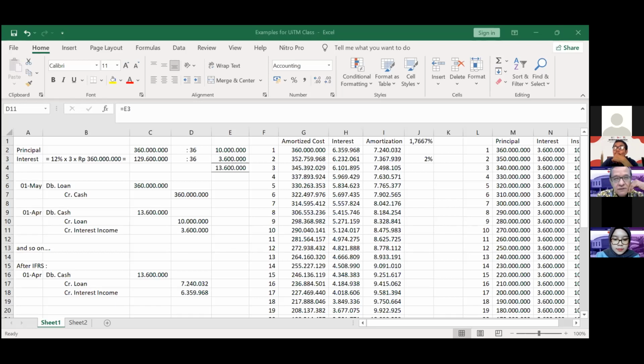What is hedging? Hedging is actually a contract that generates cash flow.